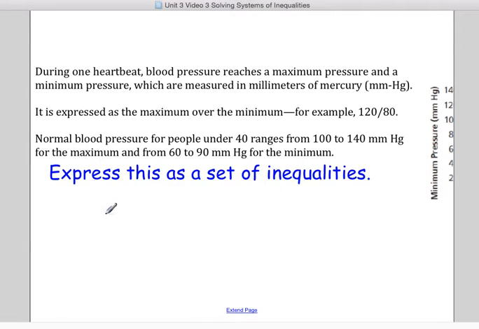Okay, well, I am going to let, which one is this? This is my maximum. So I'm going to let the maximum be represented by the variable x. And I'm going to let the minimum be represented by the variable y. Okay, so what this means is my maximum is x. It is going to be from 100 to 140. So x has to be greater than or equal to 100. And x has to be less than or equal to 140. That's for the normal maximum.